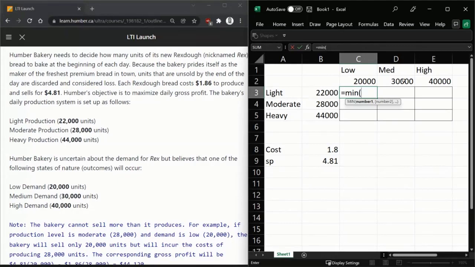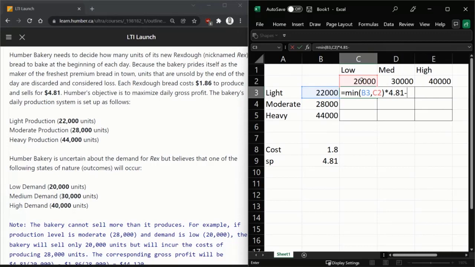For example, if demand is 30,000 and I'm producing 22,000, I'm going to be selling 22,000 because that's all I have to sell. And if demand is 20,000 and I'm producing 22,000, I'm going to sell 20,000 because that's all the demand is. I can't sell 22,000, people won't buy the rest of it. So that's why it's going to be the minimum of these two numbers. And then that will multiply by the selling price, 4.81.